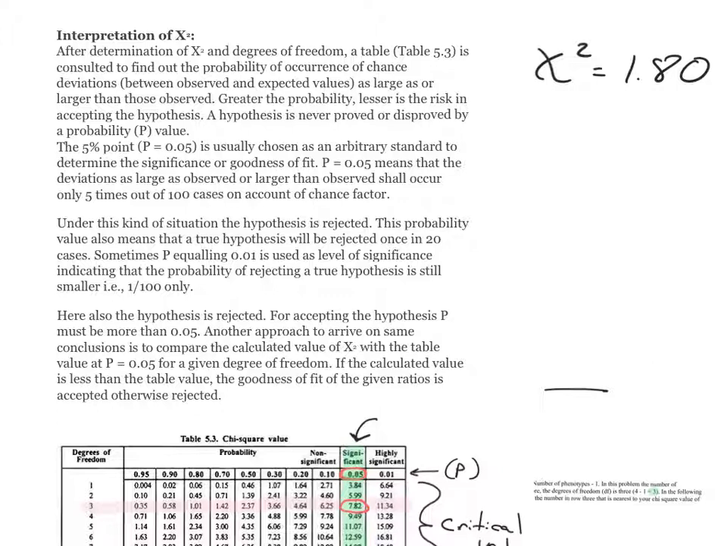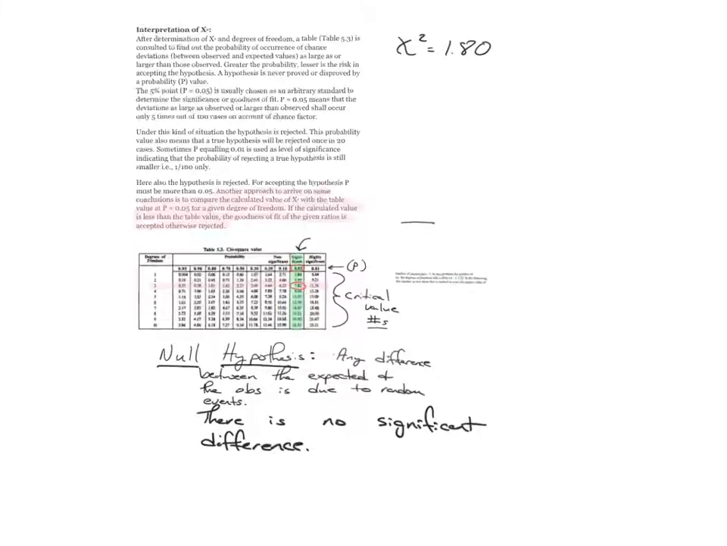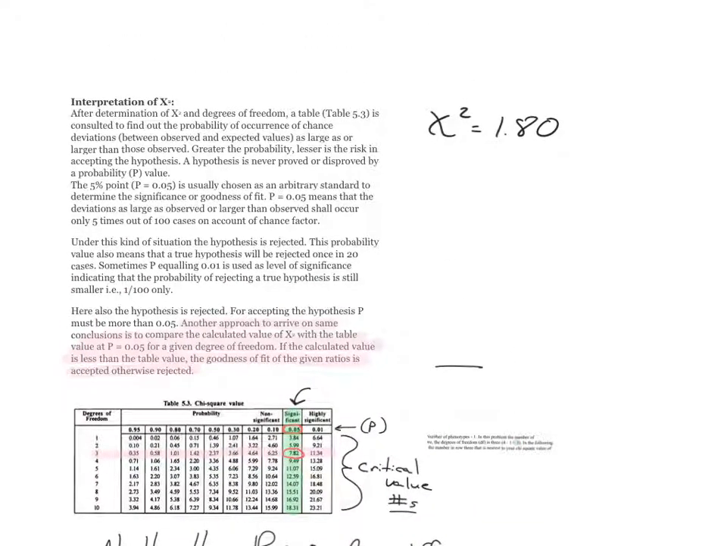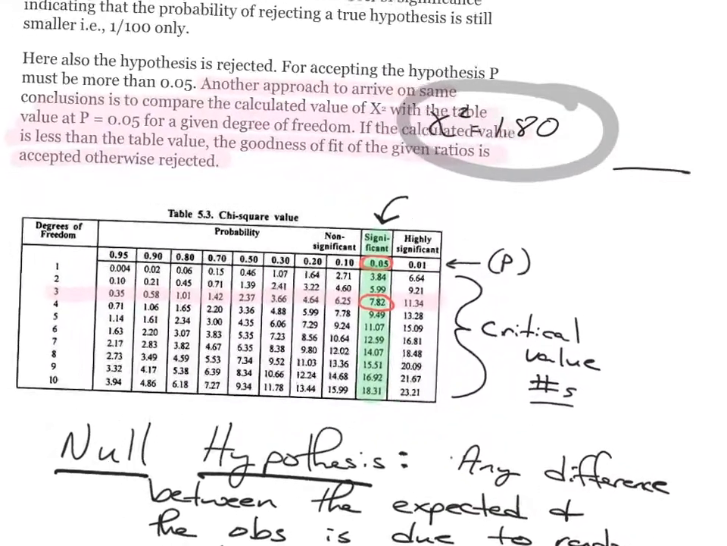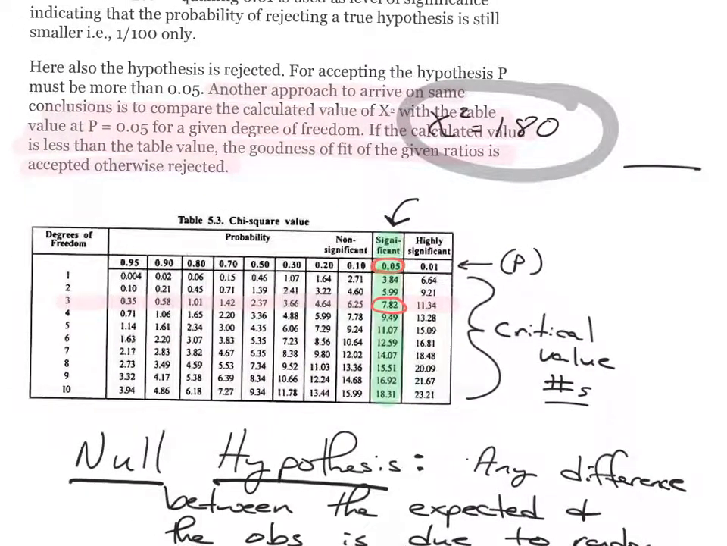So if you read it, one of the things you'll see is it says, another approach to arrive at the same conclusions compared to the calculated value of chi-square, the table 0.05 for a given degree of freedom. If the calculated value is less than the table value, the goodness of fit of the given ratio is accepted, otherwise it's rejected. So if the calculated value of your chi-square is what? Where is that? 1.80. If that number of chi-square that you just calculated yesterday, if it's less than the critical value, then what do?